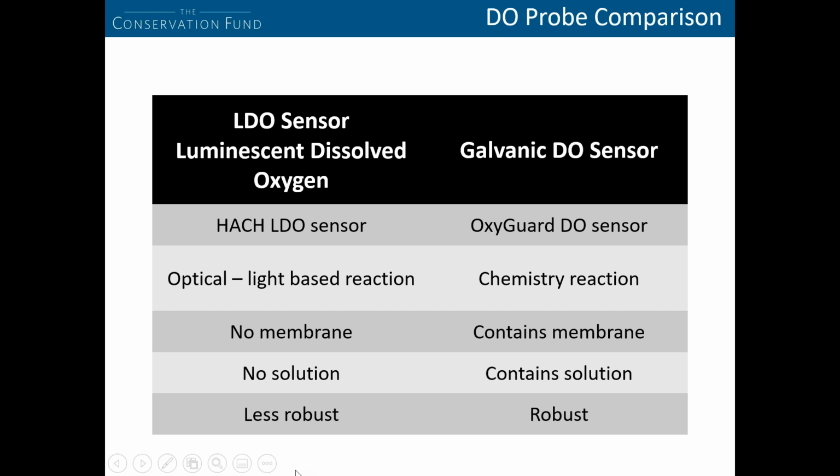The galvanic probes, like the OxyGuard and YSI units, rely on a chemistry reaction to measure dissolved oxygen in the water. The oxygen that diffuses across the oxygen permeable membrane produces an electrical current that is directly related to the oxygen concentration. These probes do contain a membrane and fill solution, and they are a bit more robust than the LDO probes. However, it is important that these probes remain free of buildup to ensure accurate readings.